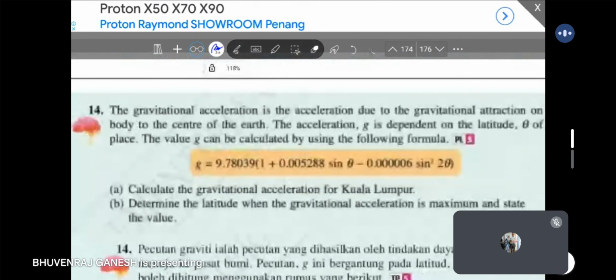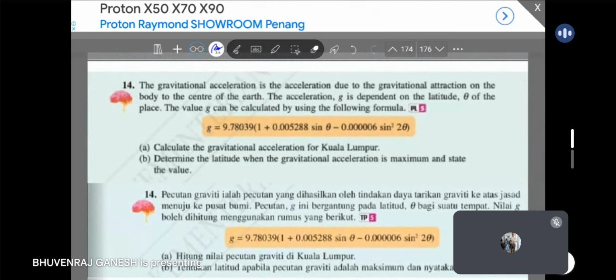Okay, so next. Question number 14. Soalan 14. So question 14 is more on application. Aplikasi harian. So, they are asking you to calculate the gravitational acceleration ke Kuala Lumpur. Nak cari pecutan graviti di Kuala Lumpur. So guys, for those who take physics, you will know lah that the gravitational acceleration is around 9.81 lah. This is a fact lah of the world. Ini adalah fakta about nilai G.